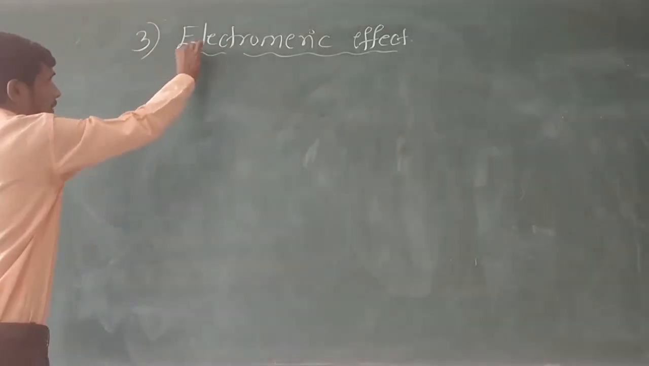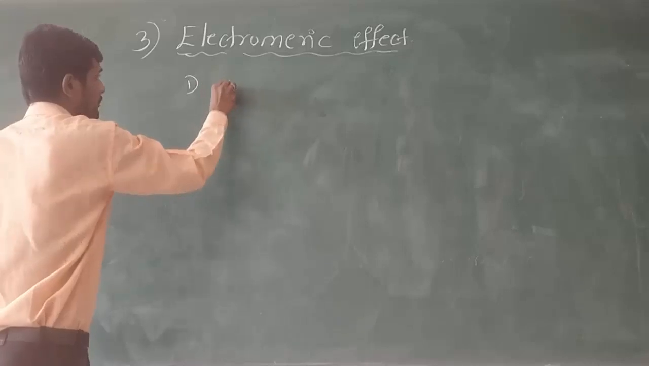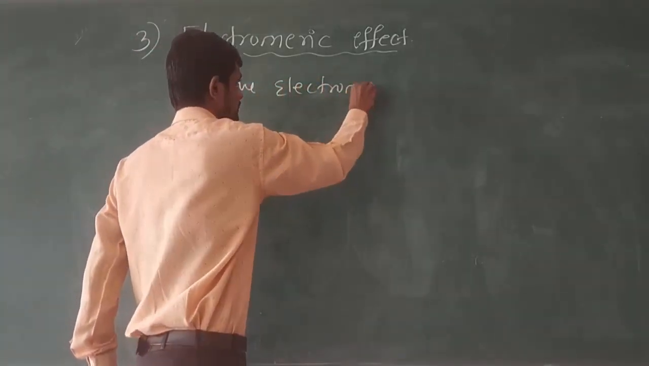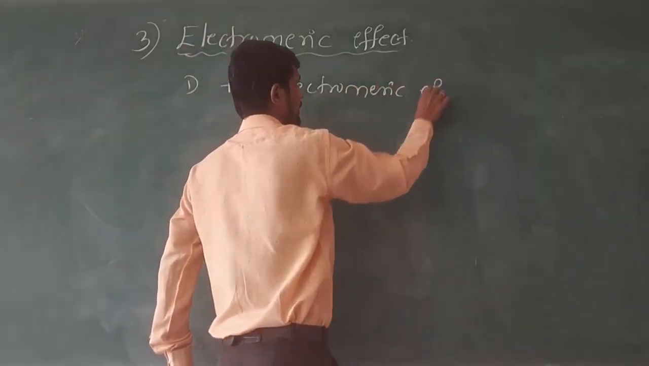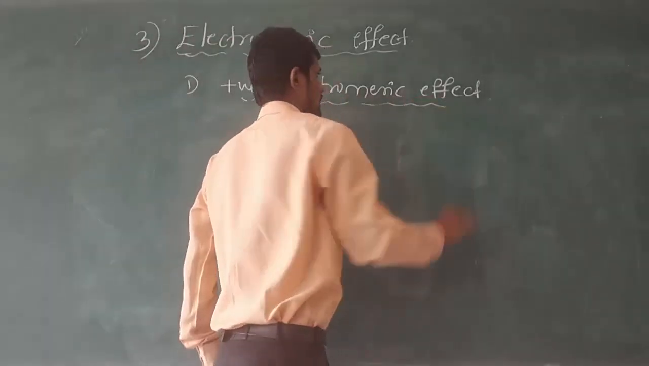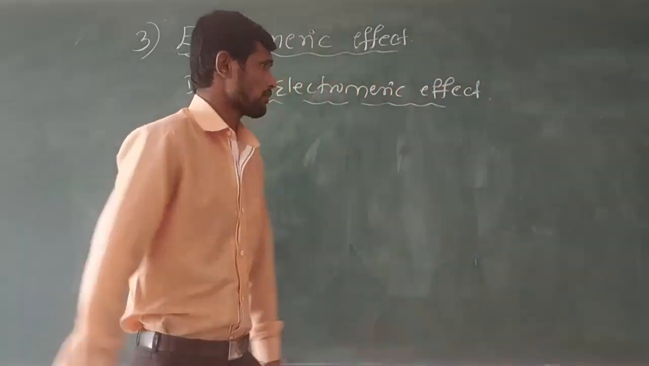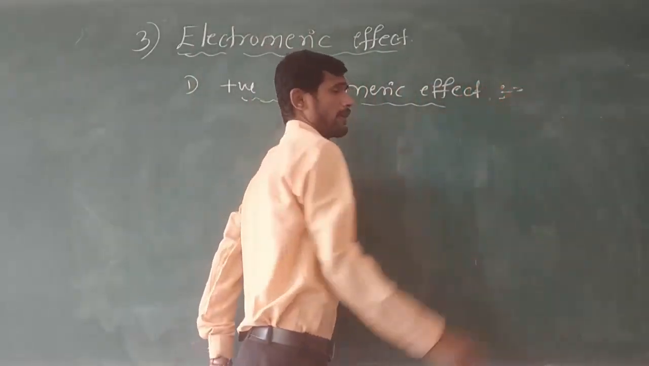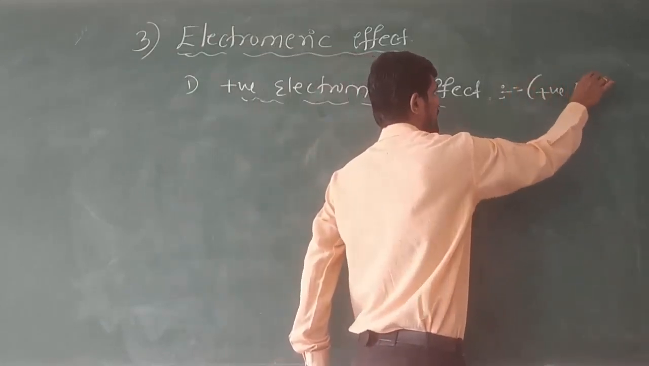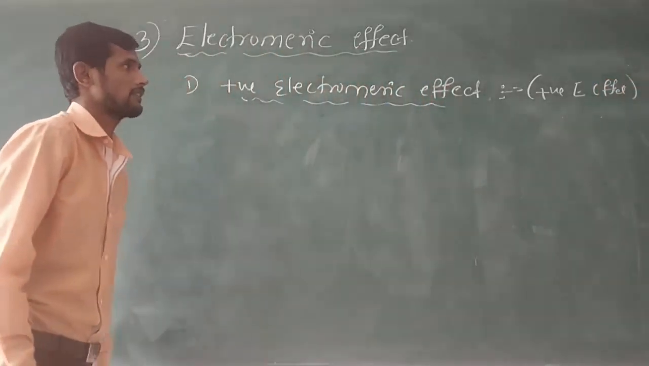Yes, students, in the presence of the electromeric effect, there are two types. In that, the first one is the positive electromeric effect. Yes, students, what is the positive electromeric effect? Now, this is also written as positive E effect. Remember, positive E effect.